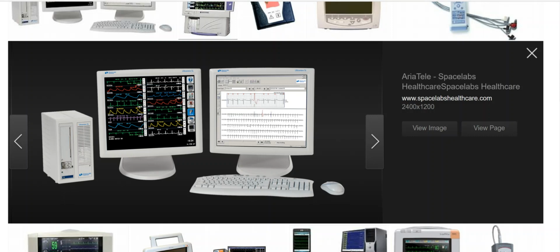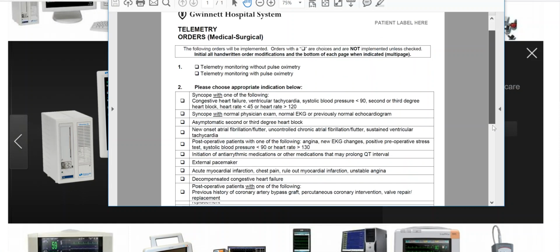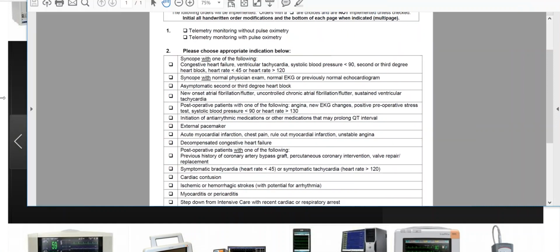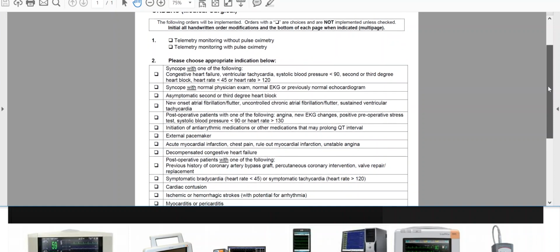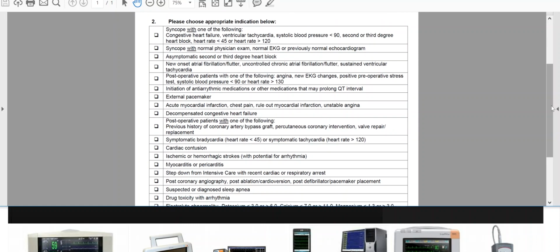Okay, so let's talk about the very first thing that I mentioned there. And the very first thing I mentioned there is who gets tele. So I'm pulling up an order set that I found on the internet that distinguishes who gets tele. People who are appropriate to get tele are people who have had an episode of syncope or passing out, are hemodynamically unstable, or have very fast rhythms or very slow rhythms, okay, that are not sinus in origin.